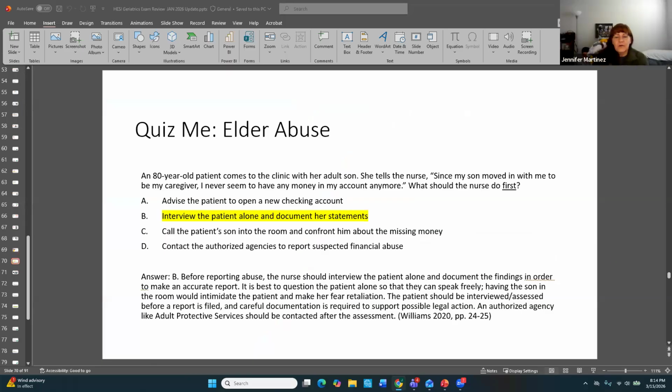B. Yep. We want to interview the patient alone and document her statements. Before we report it, we need to get all the facts that we can. It's best to question the patient alone so that they can speak freely. If the son was in the room, he probably won't tell all of the information that is needed, because then what could happen once they leave?